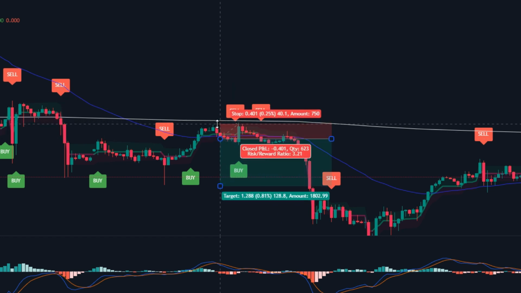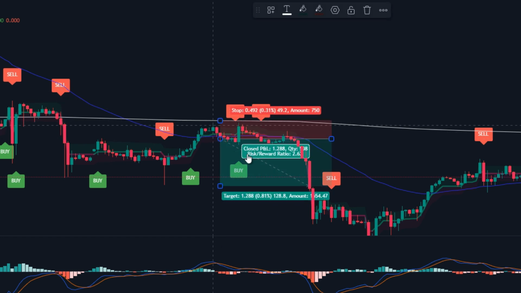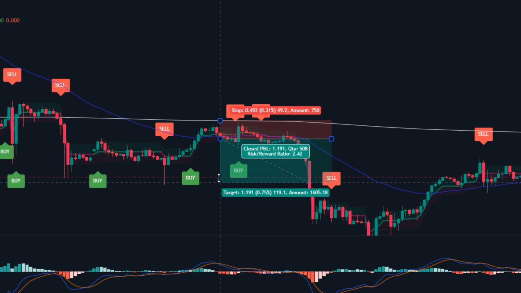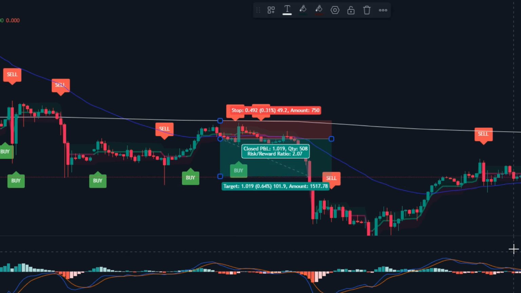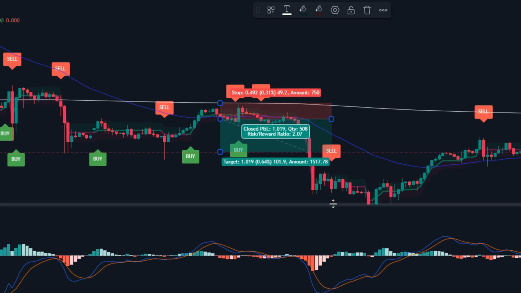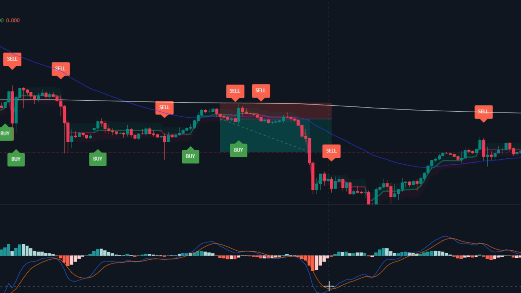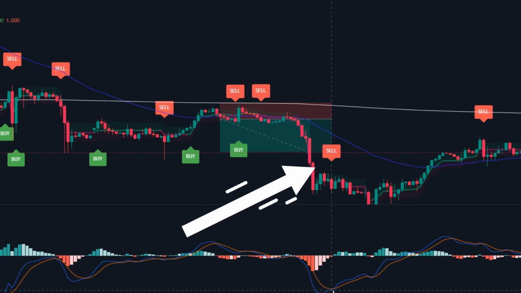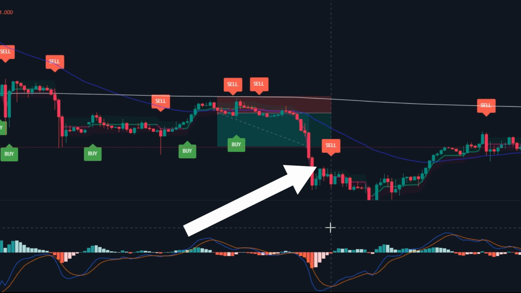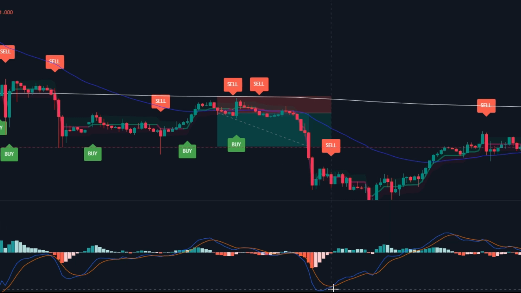Obviously we will be keeping a 1-to-2 ratio with 5 to 7 pips extra breathing space for the stop loss. And along the same line we will go ahead and find the next sell entry. This sell signal is not a valid signal. As you can see, the MACD cross is not happening above the 0 line. Therefore we will ignore this one, and we will go for the next one.